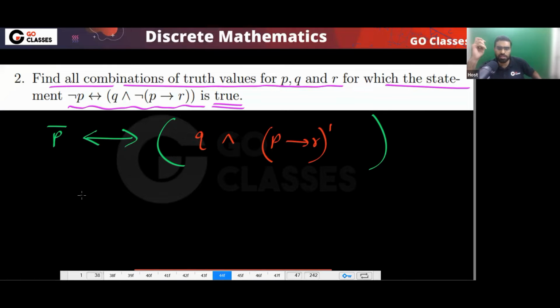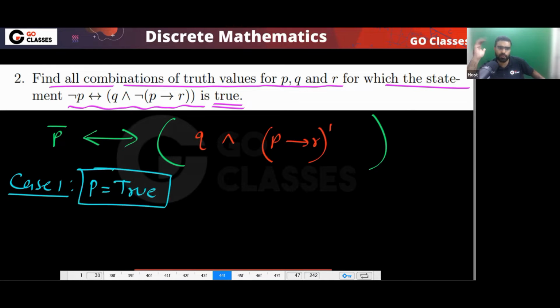See, only 2 cases are possible, right? Either P will be true or P will be false. Please understand, from P's point of view, how many cases are possible? You can pick any of them: P, Q, R. Only 2 cases are possible. Either P will be true or P will be false. And the same thing you do in the truth table also.